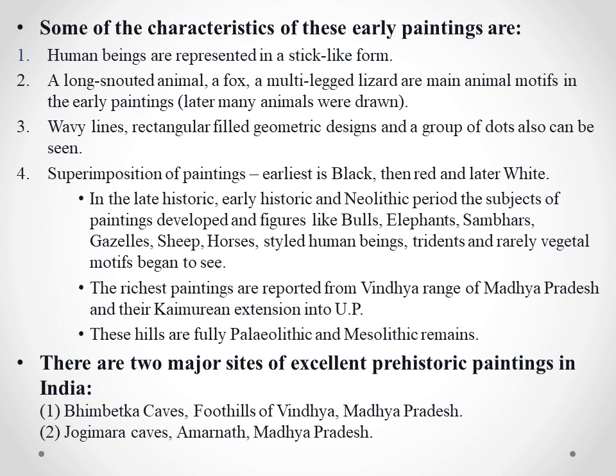Some of the characteristics of these early paintings are that human beings are represented in stick line forms. Again, a long-snouted animal like a fox and a multi-legged lizard are the main animal motifs of the early paintings. Like later, many animals were drawn. Third is wave lines, rectangular filled geometric designs, and a group of dots can also be seen.